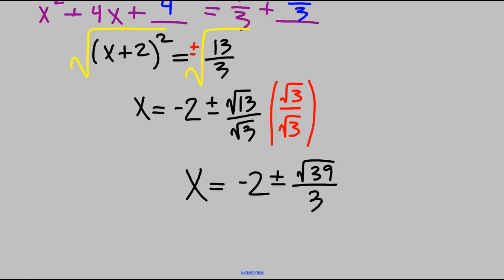Where did I get the 39 from? I multiplied those together. Where did I get the 3 from? That's why I multiplied by root 3 times root 3, to get the root to go away. And the negative 2, of course, nothing happened to that.